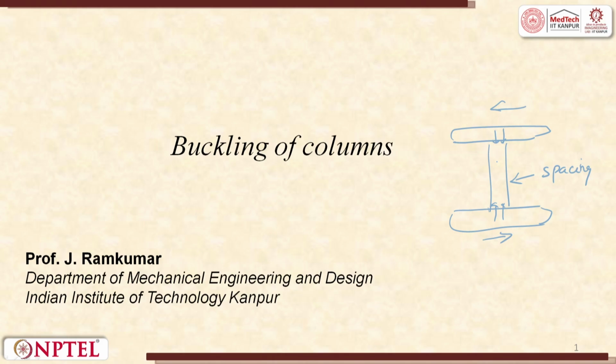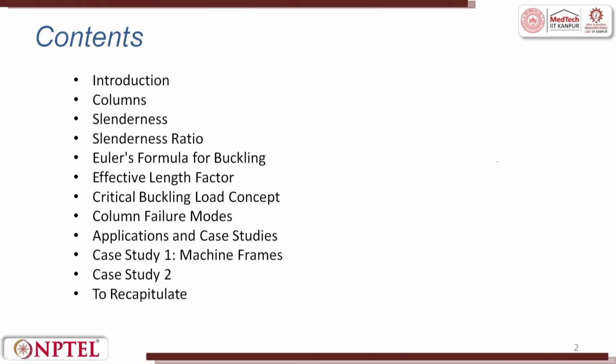Predominantly the column will take a compression load when you talk about a flat or a housing or a building. So, here there will be more discussion on buckling of columns. Buckling means you are compressing, and it is trying to deform its existing shape. In this lecture we will have a small introduction, followed by columns, then slenderness ratio, Euler's formula for buckling, then effective length factor, critical buckling load concepts, column failure modes, application and case study.